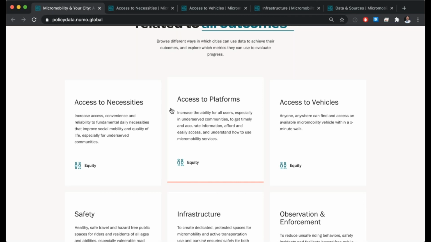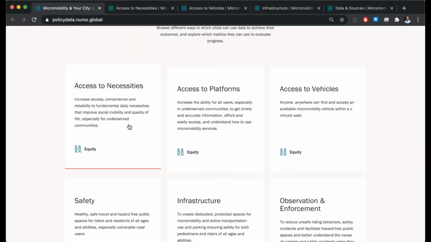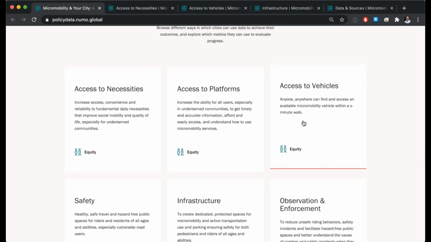For equity, for example, it's access to necessities, access to platforms, and access to vehicles. And you'll notice under each one of those, we've created a goal statement. So for access to platforms, for example, the way that we define that is: increase the ability for all users, especially those in underserved communities, to get timely and accurate information, afford and easily access and understand how to use micromobility services.